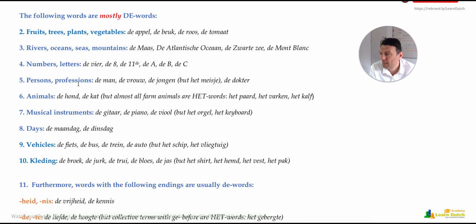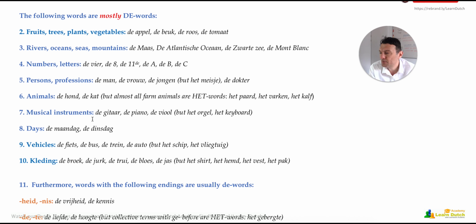Most persons and professions, de man, de vrouw, de jongen, but het meisje, girl. The jongen is a boy, the doctor. Animals, most animals, de hond, de kat, enzovoort. But almost all farm animals are het words, like het paard, horse, het varken, het kalf.